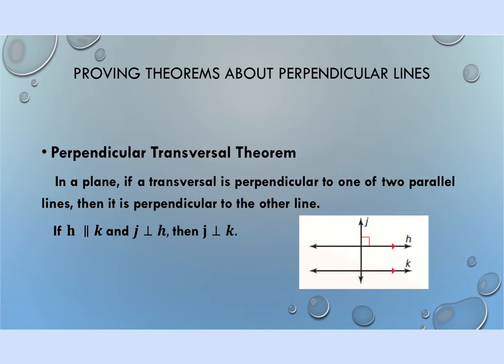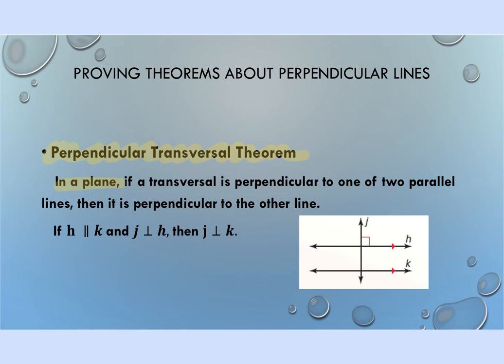All right, the other theorem is called the perpendicular transversal theorem. And it says in a plane, and that's important because otherwise they could be skew. So in the same plane, if a transversal is perpendicular to one of two parallel lines, then it is perpendicular to the other line. So it's kind of like the transitive property with perpendicular, but it doesn't work because it has to be in the same plane, so it has a different name.